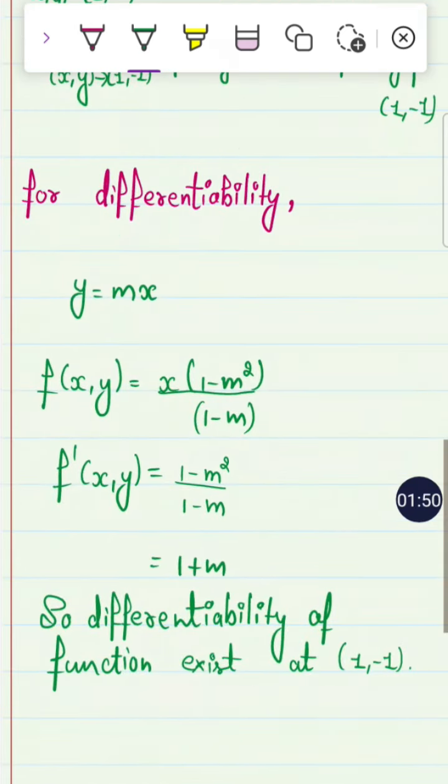Now after continuity, we have to describe differentiability. For differentiability, take a path y equals mx, then the function's value becomes x times 1 minus m square upon 1 minus m. Then we take the derivative of this function, which becomes x is 1 and then 1 minus m square upon 1 minus m, which is equal to 1 plus m. So the differentiability of the function exists at 1 comma minus 1.